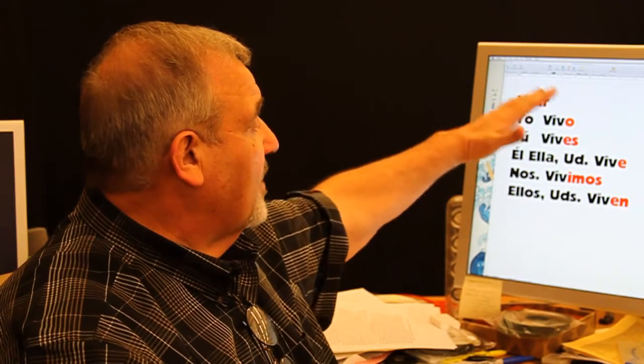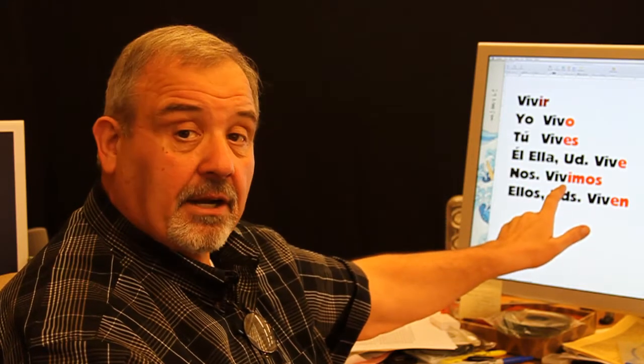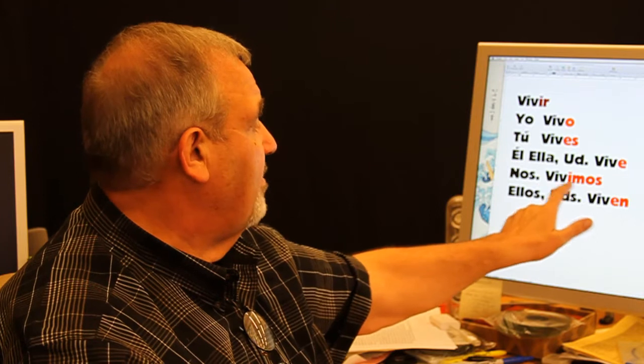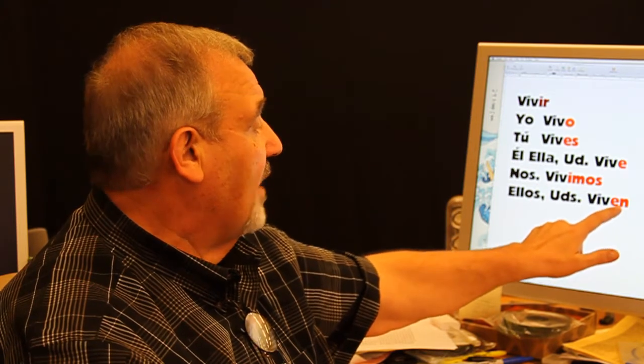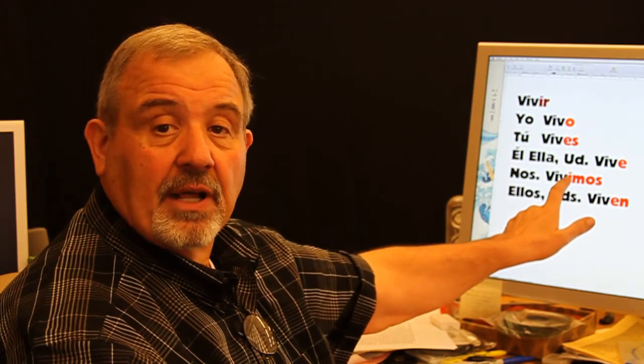When you go to IR ending verbs like vivir, it's even easier. They're exactly like ER, except in the nosotros form. So, no change. O, ES, E, here comes a change. Imos. Vivimos would be we live. And then EN. Exactly like ER verbs, except in the nosotros form. In fact, the nosotros form is a good way to guide yourself. AR, AMOS. ER, EMOS. IR ending verbs, IMOS. That's all there is to it.